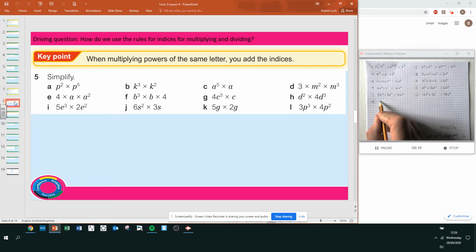Okay. 5g times 2g. 5 times 2 is 10. g times g is g squared.